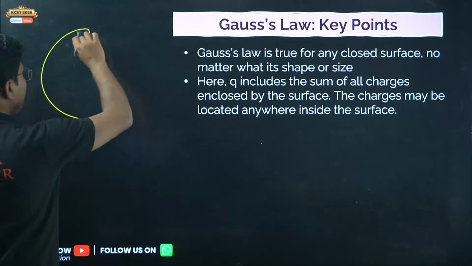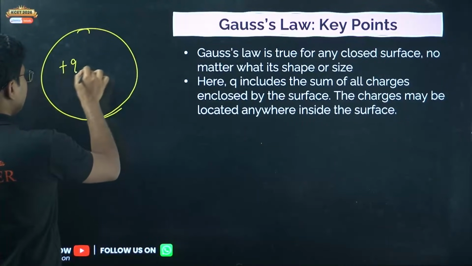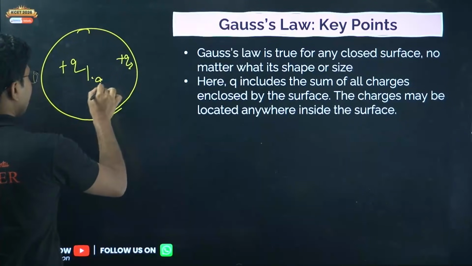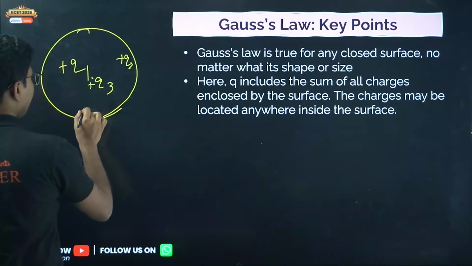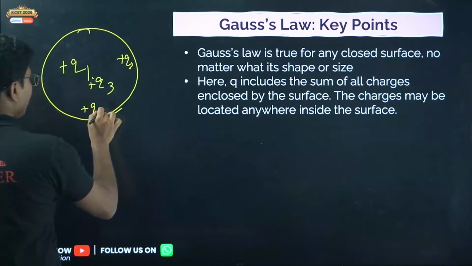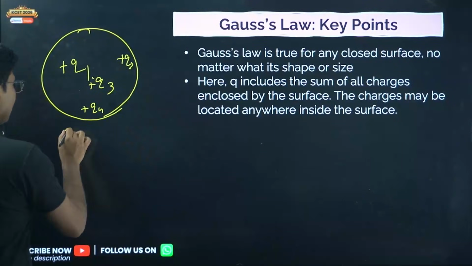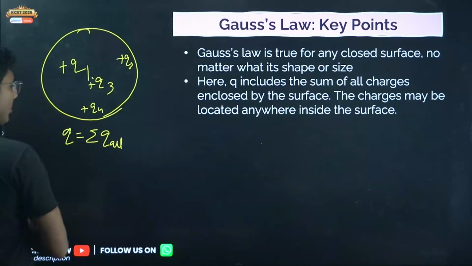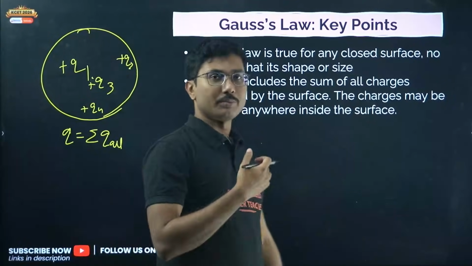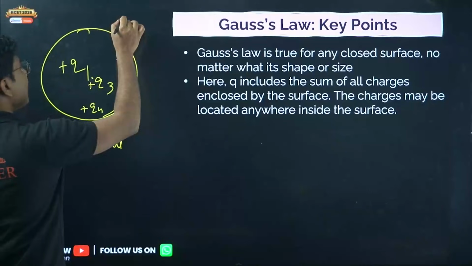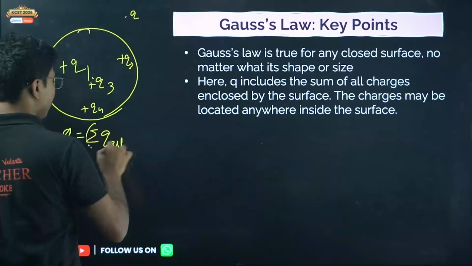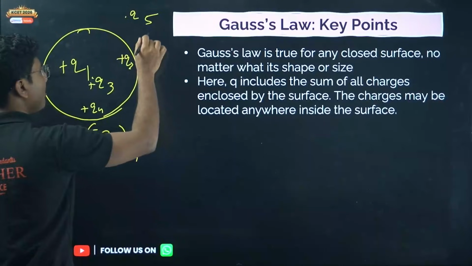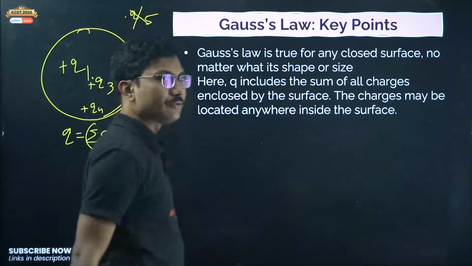Suppose the surface is given like this, so some plus Q1 is here, plus Q2 is over here, plus Q3 at the center. So basically Gauss's law says that Q equals the sum of all charges enclosed. All charges enclosed have to be considered. Any charge outside will not be considered.